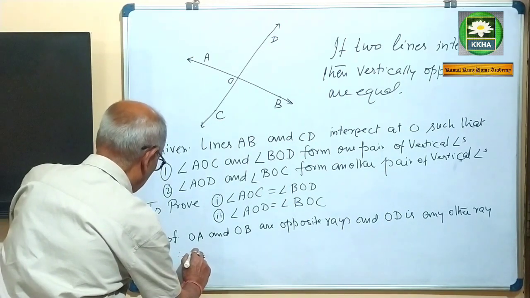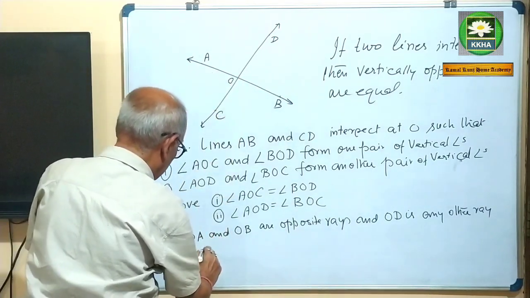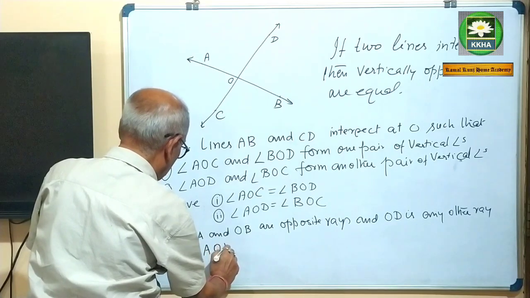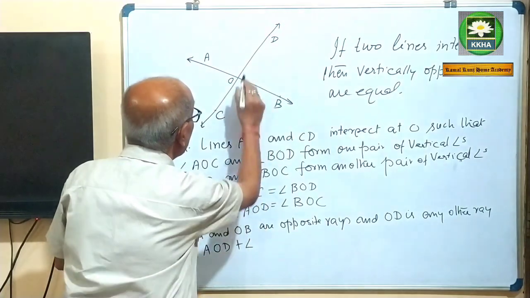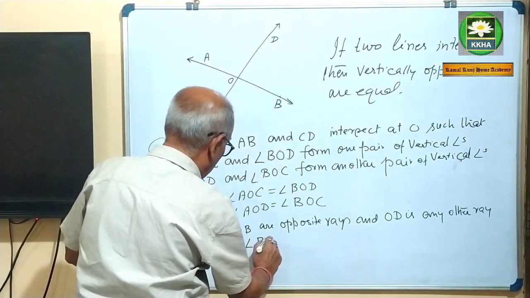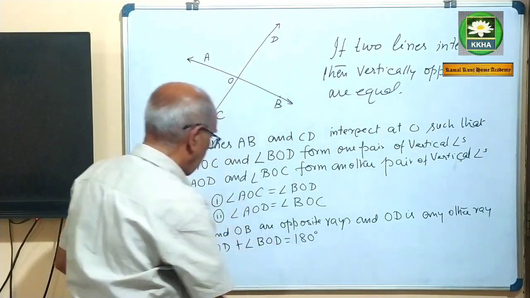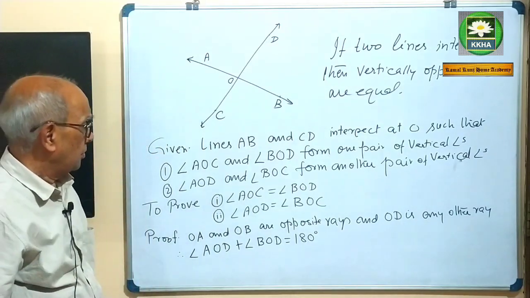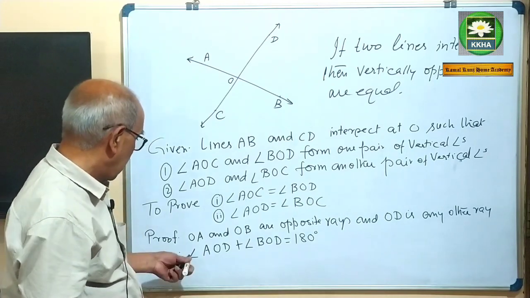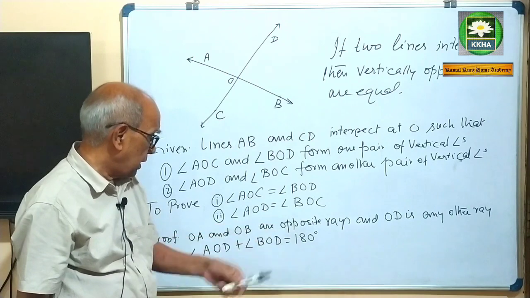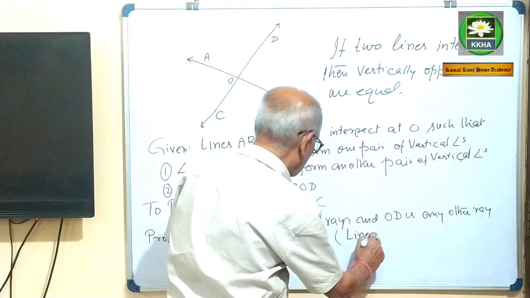Therefore, angle AOD plus angle BOD equal to 180 degrees, because angles of a linear pair are supplementary. So angle AOD plus angle BOD equal to 180 degrees. This is a linear pair.